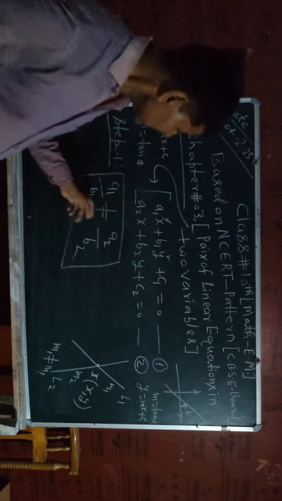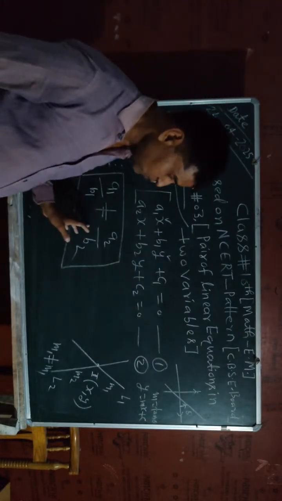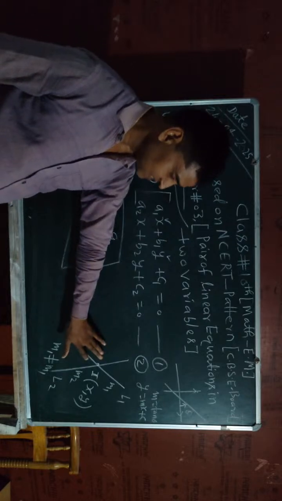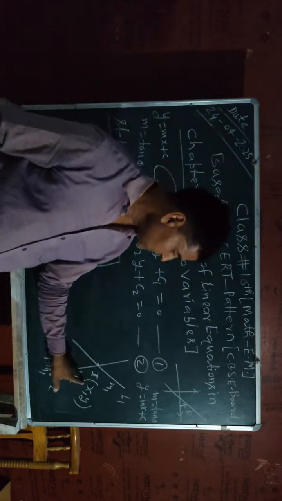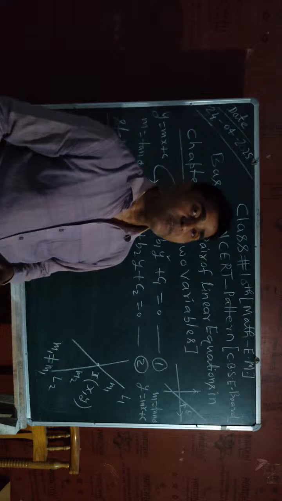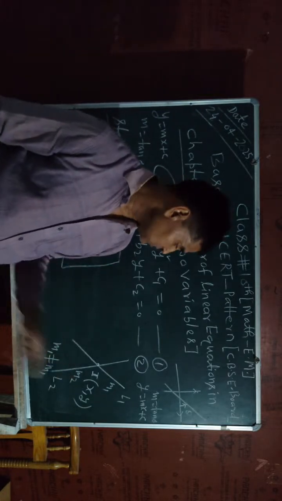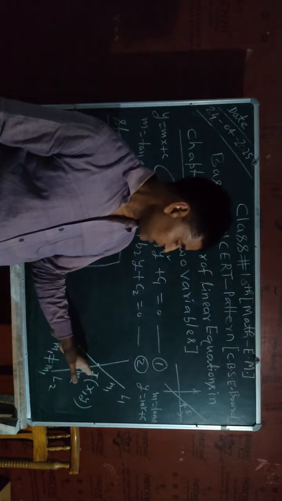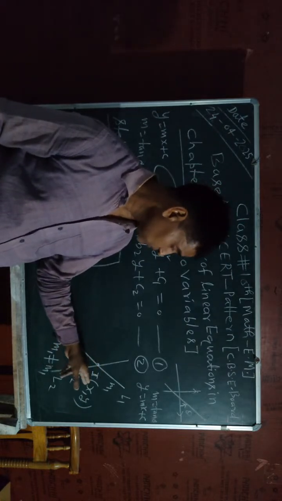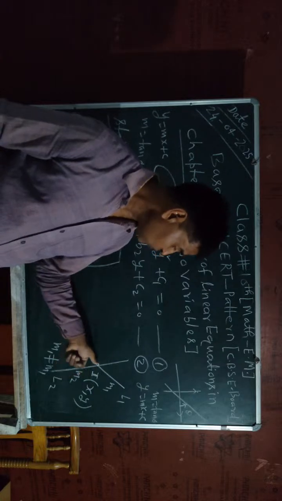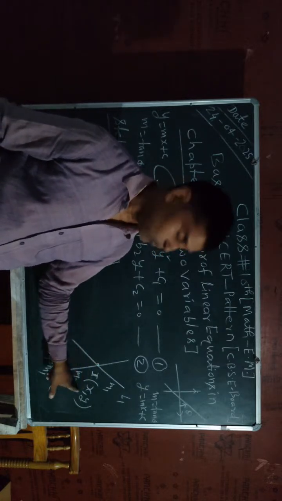If two lines have slopes that are not equal, it means that both lines will intersect at a certain point, and that certain point can be obtained by two methods. One method is the elimination method, and the second method is the substitution method. By the substitution or elimination method, we can use any one of them, and we will obtain the value of x and y. Okay, student.